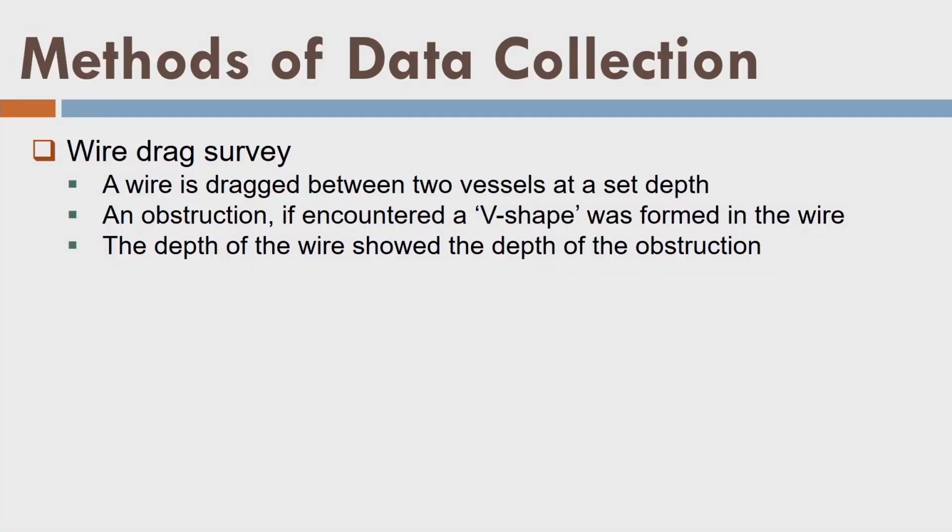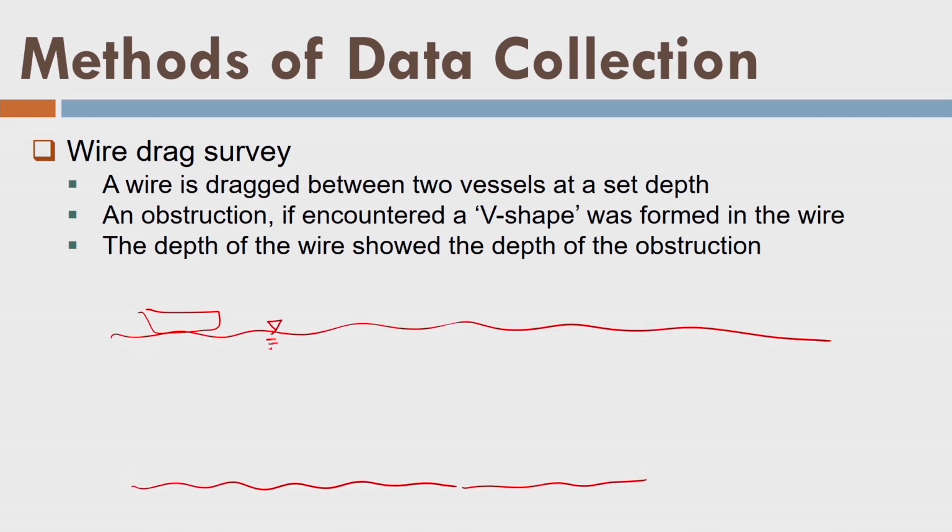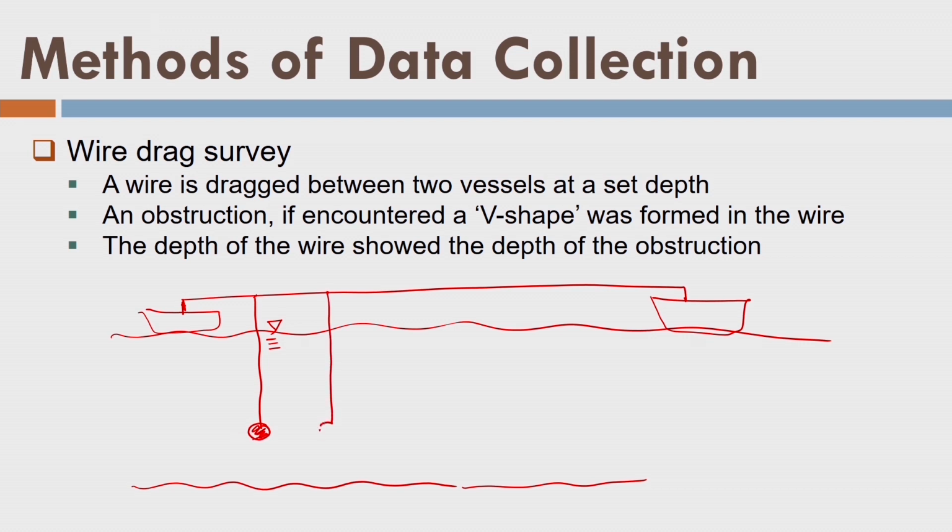Now the wire drag survey. In case of sea or big water bodies, we have two vessels. Let us say there is one vessel here and there is a water surface, and let us say there is a water bed. There is a wire being stretched between the two. On this wire we have some buoys, and then we suspend some heavy weights like this. These are heavy weights here, and we suspend another one here, and they are also connected here. Similarly, we keep on doing this.